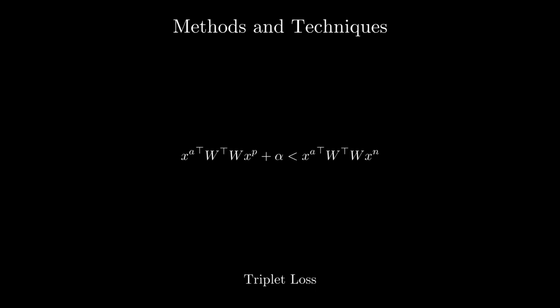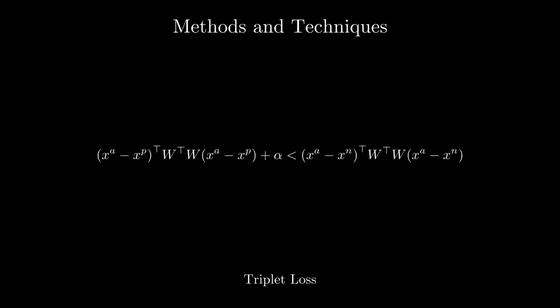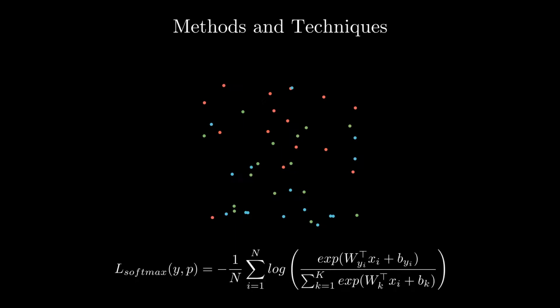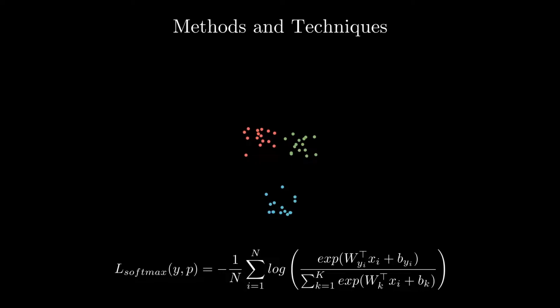The same idea can be expressed using multiple expressions. Arc margin loss can be motivated using a softmax loss. The point cloud shows data points without any structure. Softmax loss induces clusters on the point cloud.